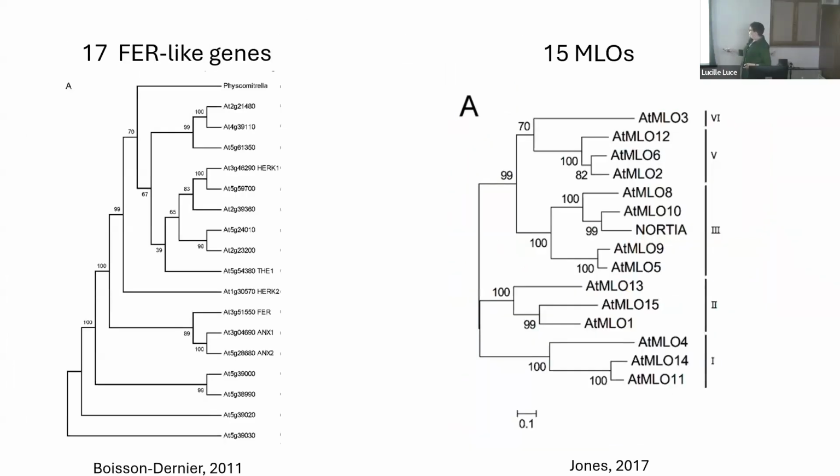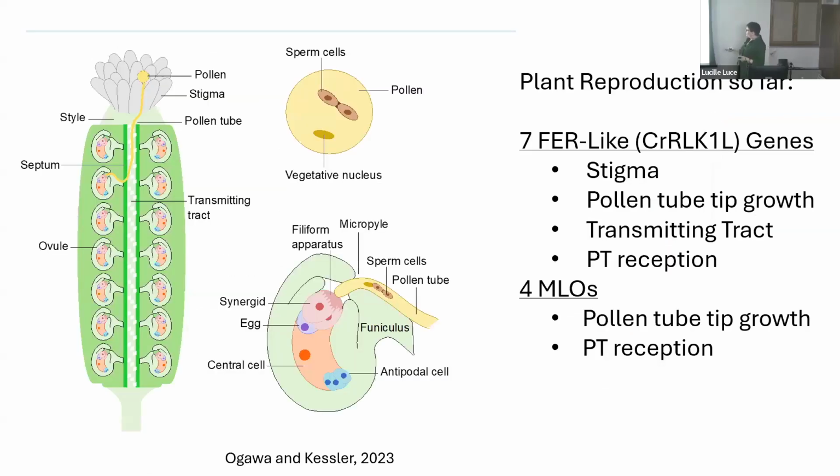I want to leave you with one more thought. So there are actually 17 Feronia-like genes in Arabidopsis. So most species, these are big gene families. There's 15 MLOs. Lots of these now have functions assigned to them. We're working on filling out what functions are for all of these. But I think it's interesting to think about, especially with plant reproduction. So far, 7 Feronia-like genes have been implicated in places like the stigma, pollen tube tip growth, in the transmitting tract, and at pollen tube reception.